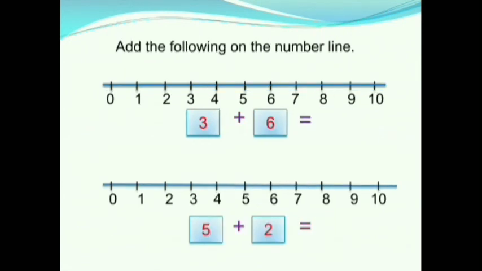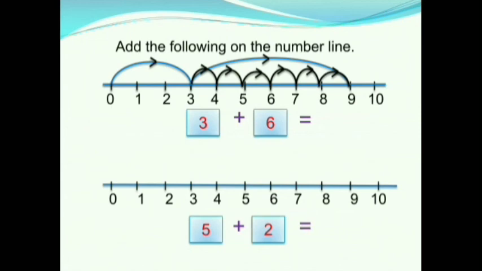Children, now we will add two numbers using number line. In the first question, addend is 3. So we will draw arrow mark from 0 to 3. Next, the addendum is 6. So we will draw 6 small arrow marks. Where did the last arrow mark end? Yes, the last arrow mark ended at 9. So we will draw a big arrow mark from 3 to 9 and write 9 as the answer.